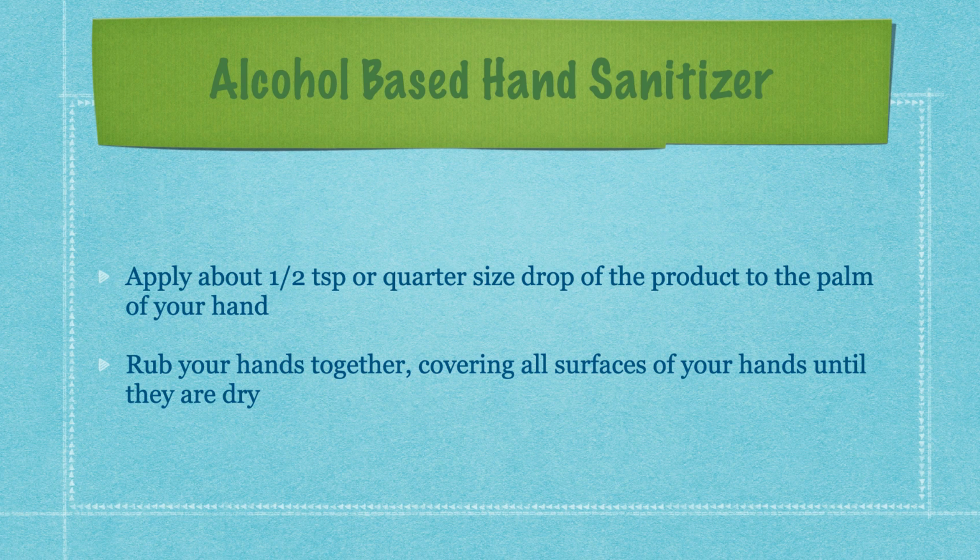Alcohol-based hand sanitizer is a great option for hand hygiene when your hands are not visibly soiled. If your hands are visibly soiled, then you'll need to use soap and water to effectively clean them. So the steps to using alcohol-based hand sanitizer: apply about a half a teaspoon or a quarter-sized drop of the product into the palm of your hand and rub your hands together, covering all surfaces of your hands until they are dry. That step is essential, that you cover all the surfaces until they are dry, because the alcohol works to clean your hands and surfaces by evaporation.